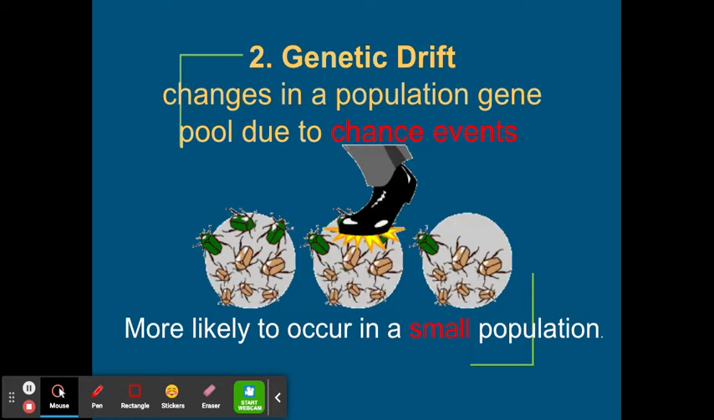Yes. So the second driver of evolution is going to be genetic drift. Genetic drift is when there are changes in a population's gene pool due to chance events. So these are things that are random. These can be natural disasters. These could be like humans crushing bugs. It's more likely going to affect smaller populations, just because if it's a smaller population, you are able to wipe out that variation a little bit easier.